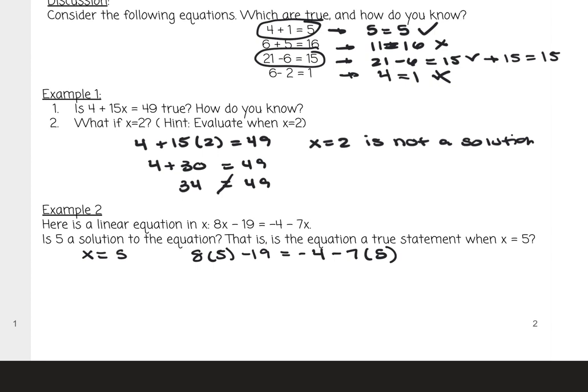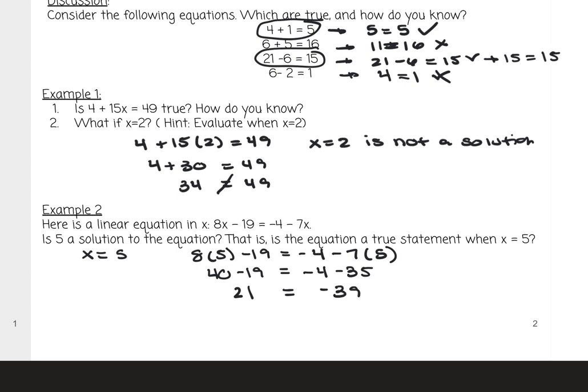So again, we're going to simplify each. I'm going to start with the left side. I know that 8 times 5 is 40, minus 19. Still going to put my equal sign because, again, equations are balanced. 40 minus 19 is going to give me 21. On the next side, I have negative 4 minus 7 times 5. So I have negative 4. 7 times 5 is going to give me 35. So minus 35. And then we're going to get negative 39.